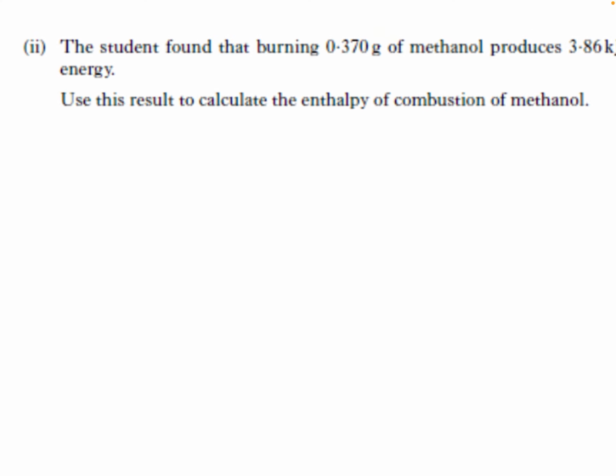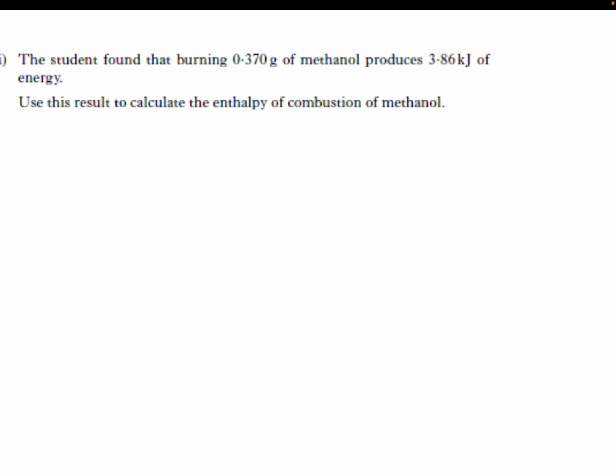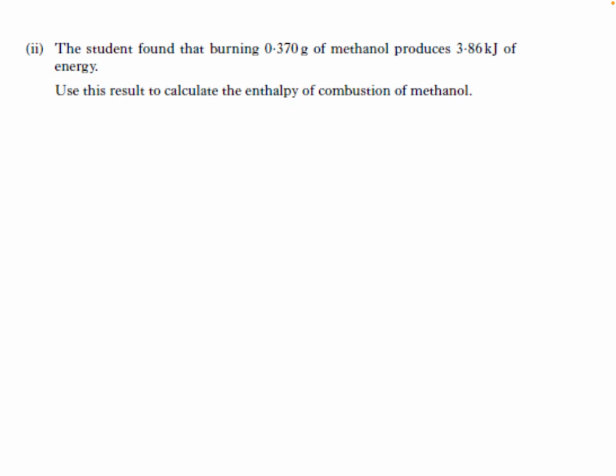We're going to try another example now, and it's finding that the student found that burning 0.370 grams of methanol produces 3.86 kilojoules of energy. Now this is nice because you don't actually have to do the E equals Cm delta T. So we don't have to do the first step, we just have to do the proportion part. So let's do this together.